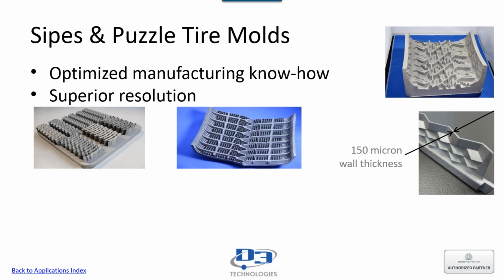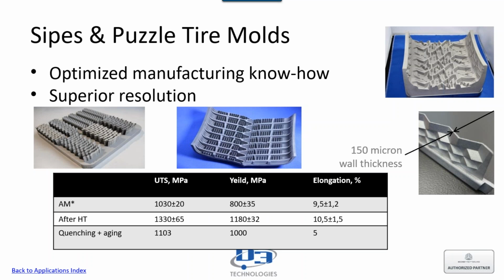Here's another example of molds. Molds are actually produced with our direct metal printing technology, and you see this a lot with our tire manufacturers. Obviously, you can do sipes and tire molds here with the metals. In this case, they're able to get about 150 micron wall thickness, and they're using various types of material like 17-4, etc.